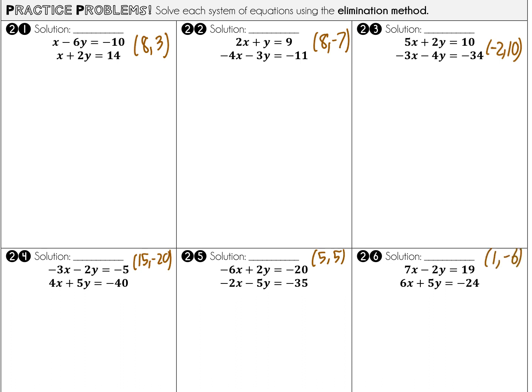Make sure you are able to solve all practice problems and ask your teacher for help if you need it.